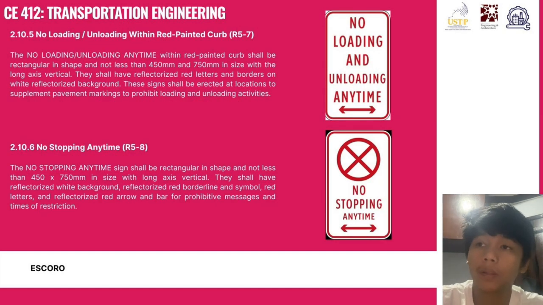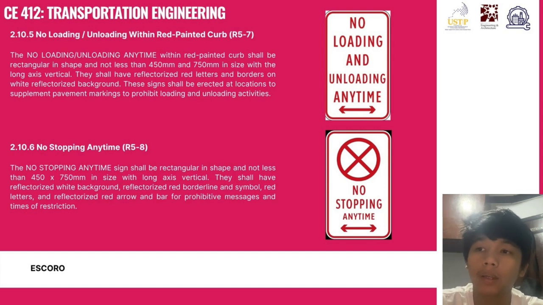So for 2.10.5, the no loading and unloading within red painted curb sign. So this sign shall be rectangular in shape and not less than 450 by 750 mm in size with the long axis vertical. They shall have reflectorized red letters and borders on white reflectorized background. These signs shall be erected at locations to supplement pavement markings to prohibit loading and unloading activities.